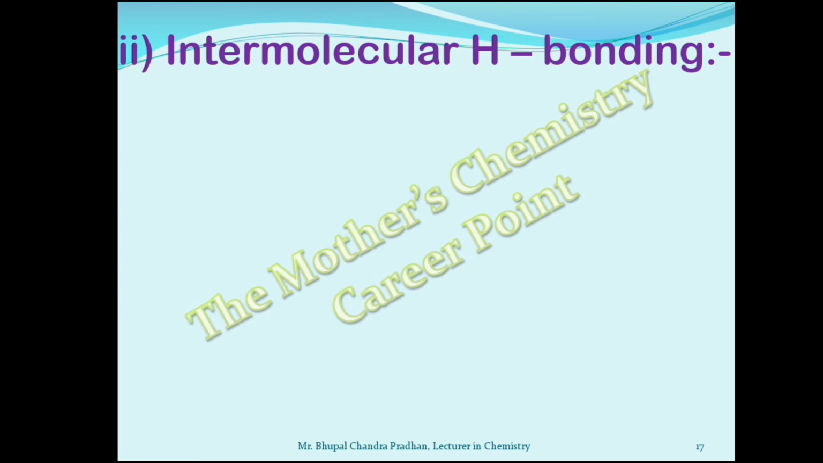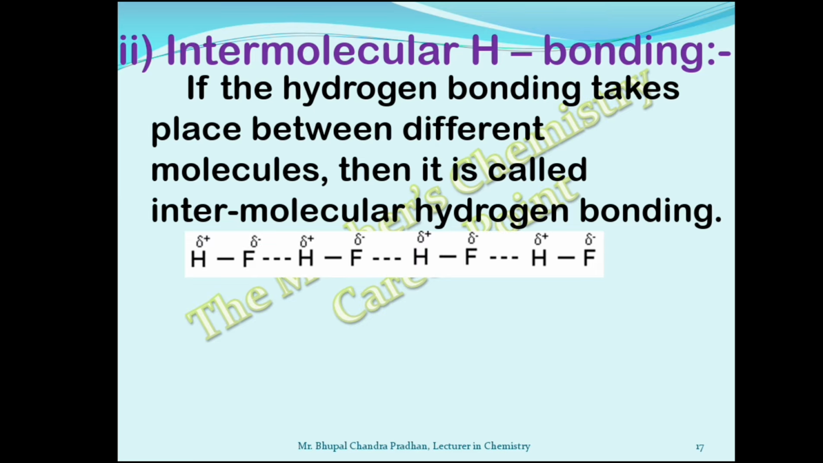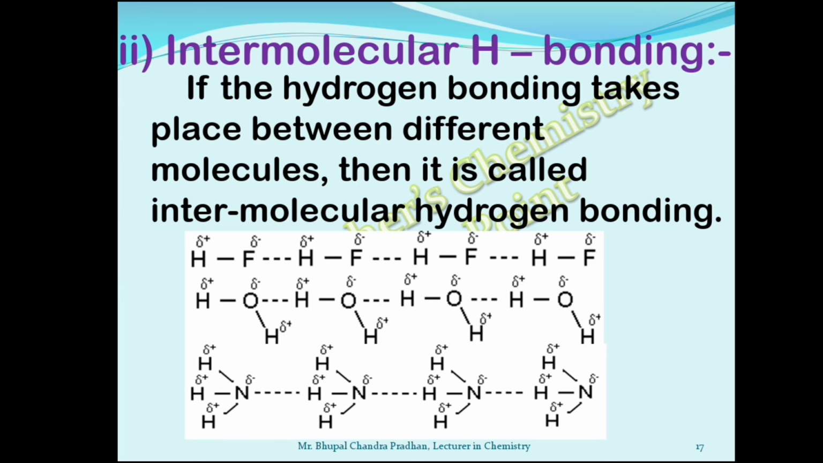Now come to type number 2, intermolecular hydrogen bonding. If the hydrogen bonding takes place between different molecules, then it is called intermolecular hydrogen bonding. It can be carried out between HF molecules, water and ammonia also.